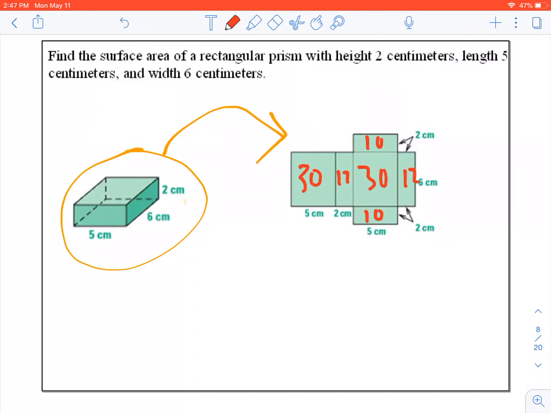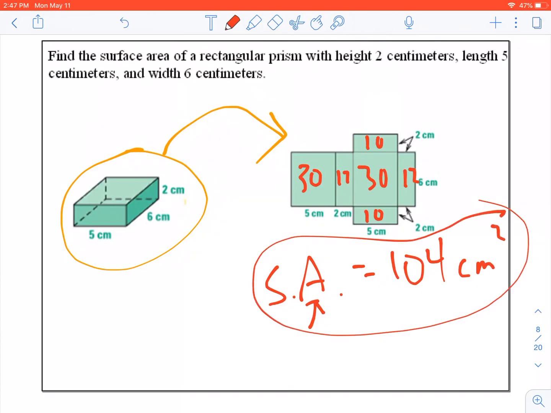To find your surface area, then, we add them all up. We have 30 plus 30 is 60. Sorry about that. 30 plus 30 is 60. 10 plus 10 is 20. So we're up to 80, plus another 12 is 92. 92 plus another 12 is 104. So we are looking at a surface area here that is 104. And now surface area means that our units are going to be centimeters squared, right? And that's how you use a net to find the surface area.